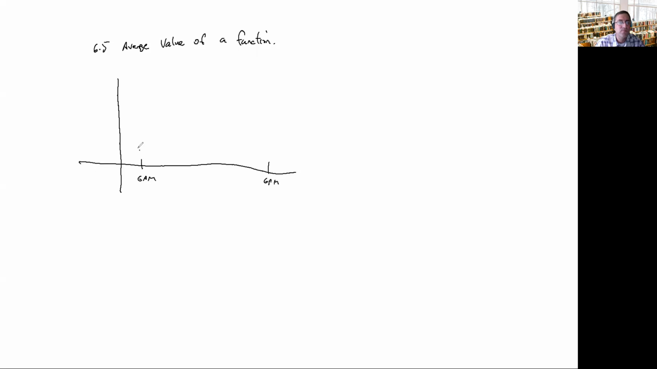So here's the temperature T. Then you're going to get a curve. The temperature is going to go up, and probably around noon it's going to peak, and then it's going to go down as the sun goes down. Let's say the curve looks like this. So the question is, what's the average of the temperature over time?